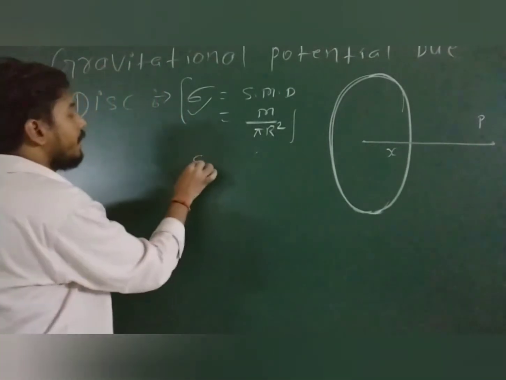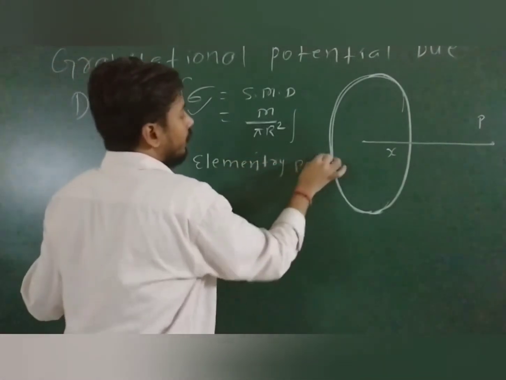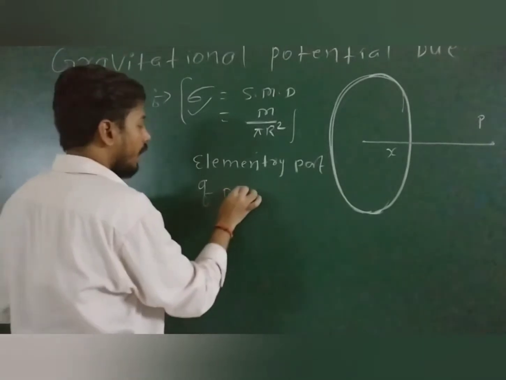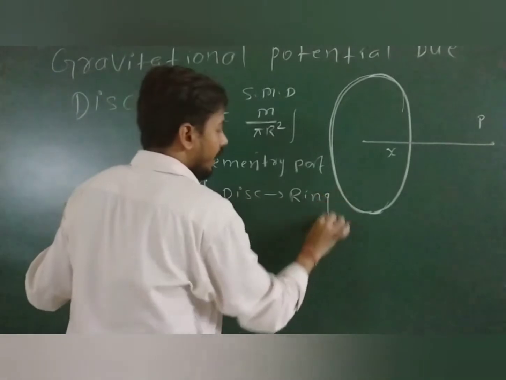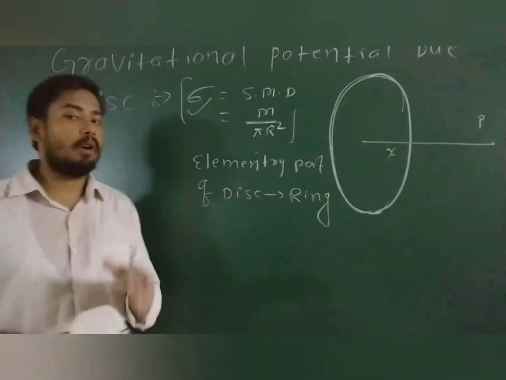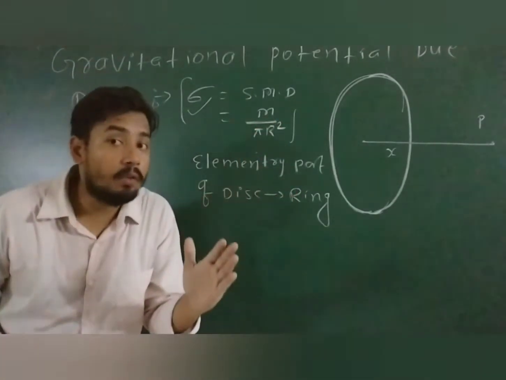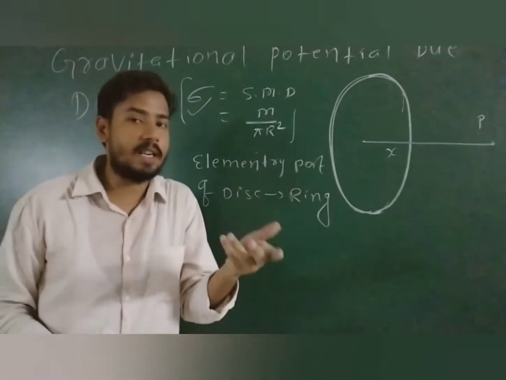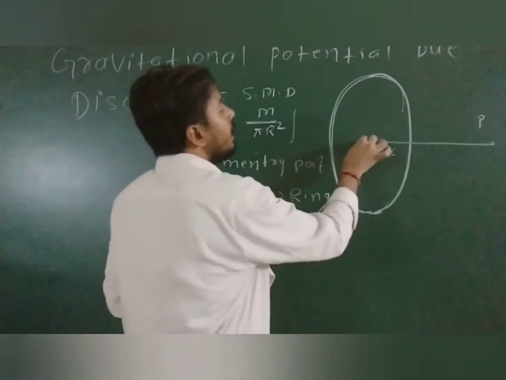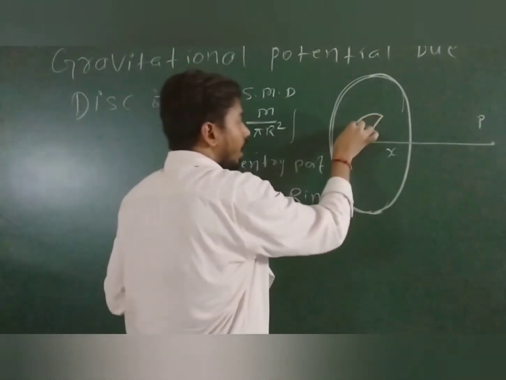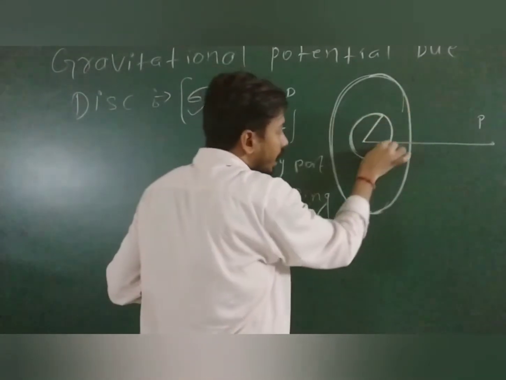What is the elementary part of the disk? Tell me. I have already explained. The elementary part of the disk is a radial ring, because I told you the disk is made up of a combination of a lot of rings of various radius. So we can say the elementary part of the disk is a ring. Now I move to a distance and select a random radius, or you can say a ring of random radius.